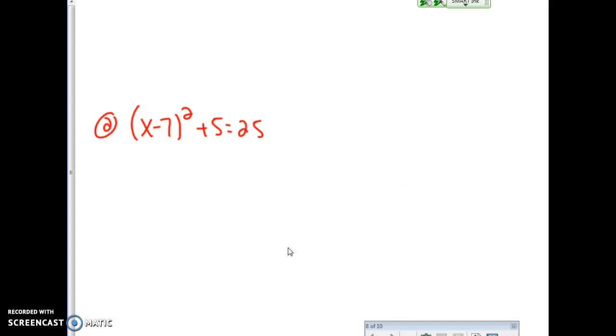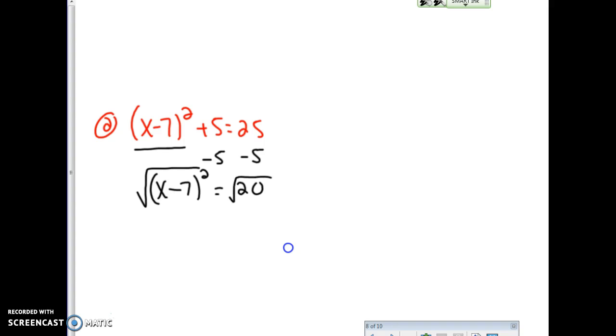Okay, so remember, with this next one, the goal is to get whatever's being squared by itself. So I want to get x minus 7 squared by itself. So I'm going to subtract 5. So I have x minus 7 squared equals 20. And then the next thing is we want to get rid of the square. So I'm going to square root both sides.